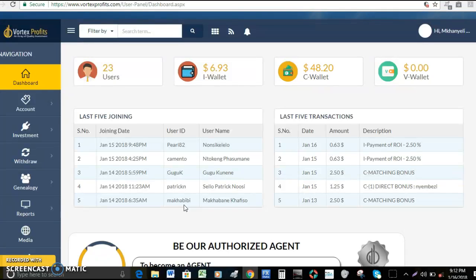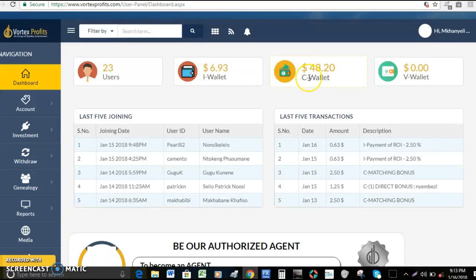We'll see how we transfer money from your investment wallet, which is the I wallet, where I have 693 there. This money is coming from the return on investment, which is 2.5% every day. That's 63 cents on the $25 that I invested.